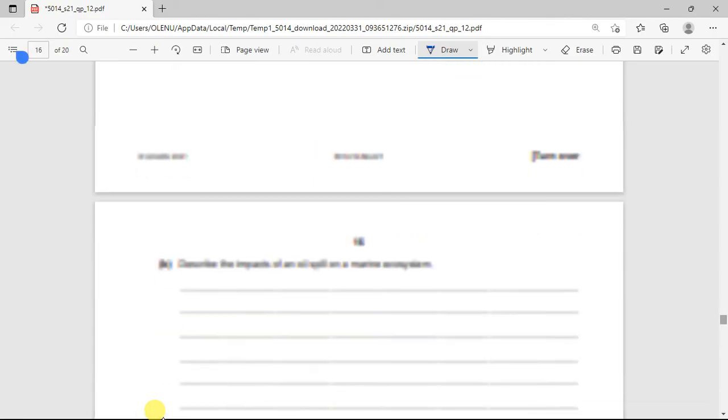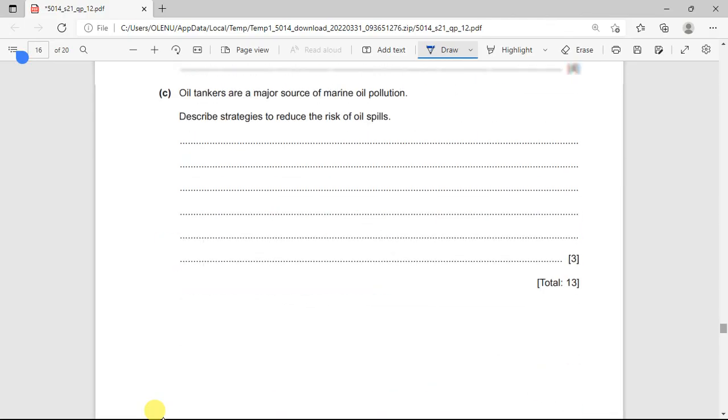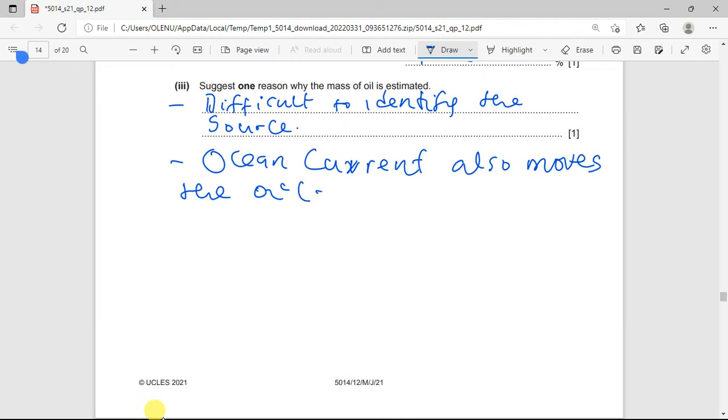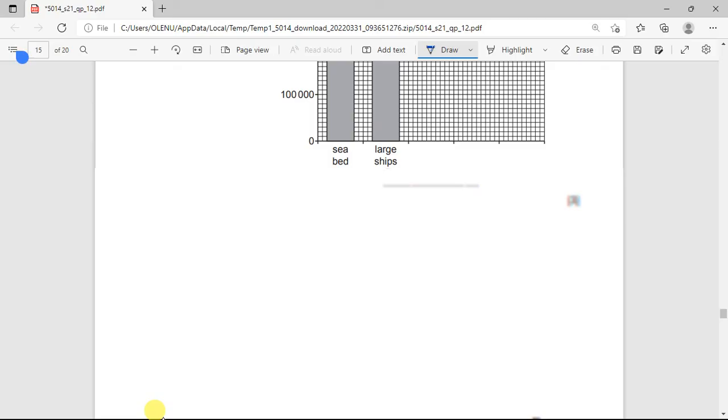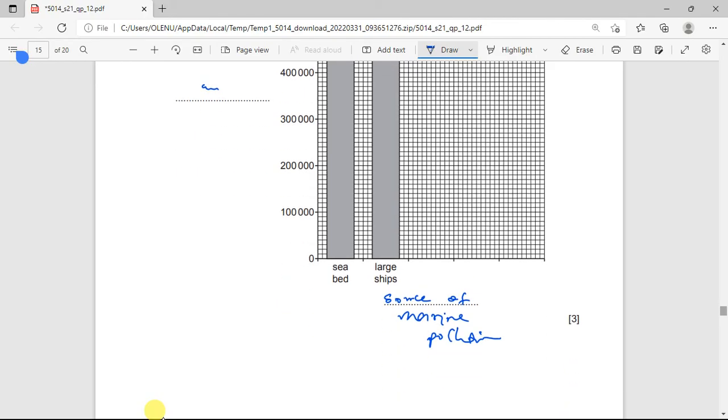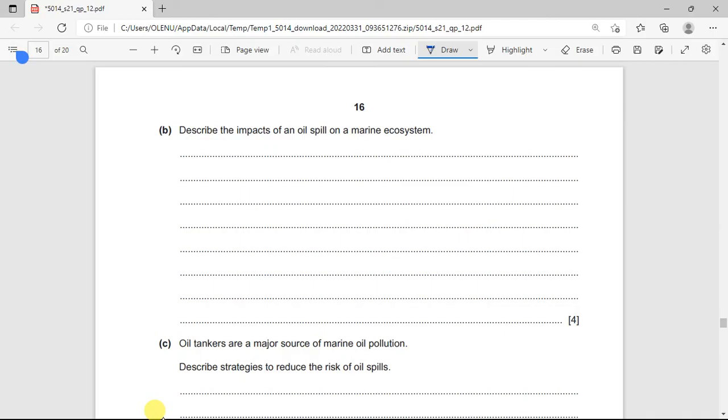Then your y-axis: estimated mass of oil. Just copy everything that's here, come to your y-axis and write it. Once you do that, you plot. In order to manage time, I'm not going to do that. You can download the past paper and do that yourself. It's a 3-mark question. Only identifying the axes will give you 2 marks.